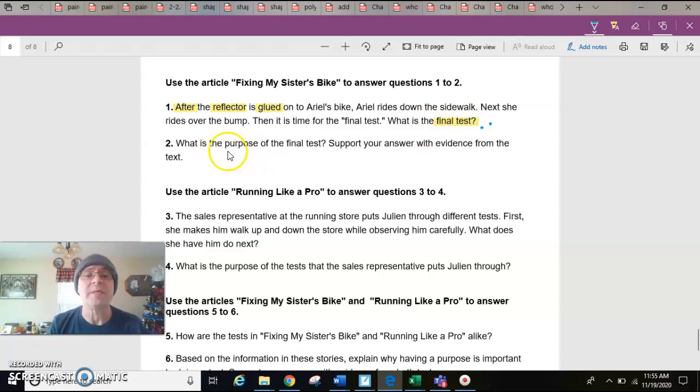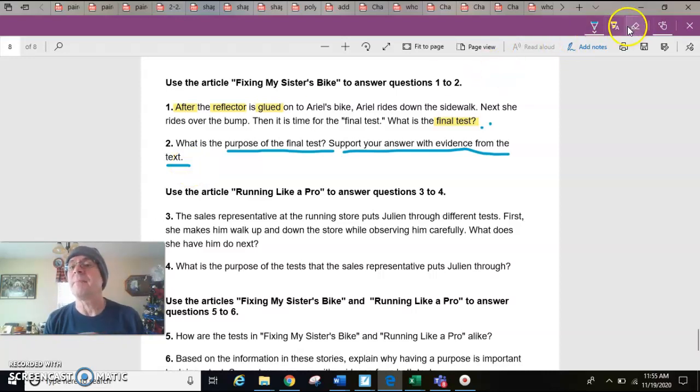What is the purpose of the final test? Support your answers with evidence from the text. Guys, this is where we mess up a lot. We mess up a lot on this. What is the purpose of the final test? Support your answers with evidence from the text. That means prove that your answer is right. Okay? So the purpose of the final test is going to be a tricky one.